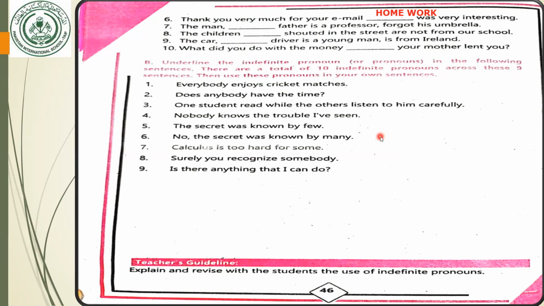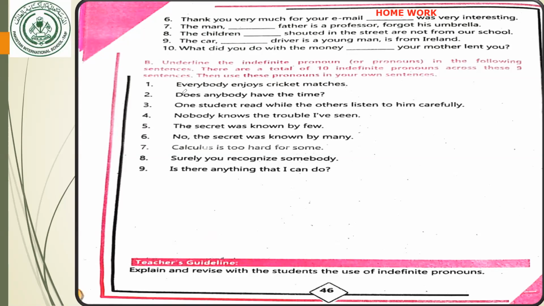Indefinite pronouns are such pronouns which do not point out a special or particular person, like someone, anybody, nobody, anyone, like this. One student means we are not going to point out that particular one. We are just saying, this who, like this. So we have to underline that part.